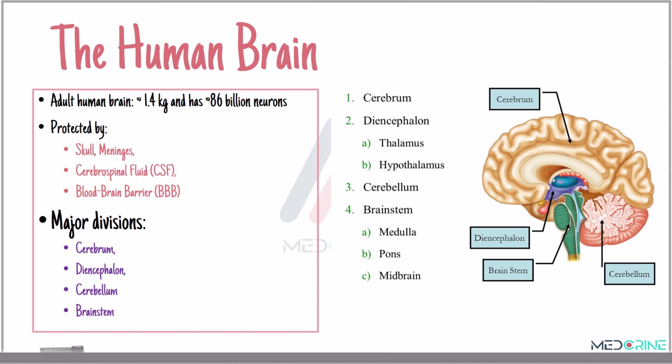Functionally, the brain is divided into four major regions, which are the cerebrum, the diencephalon, cerebellum, and the brainstem. Each of these divisions plays a distinct but interconnected role in homeostasis, cognition, and movement.